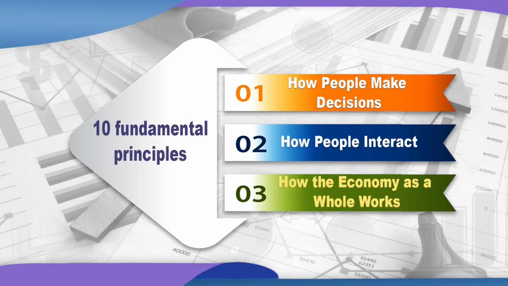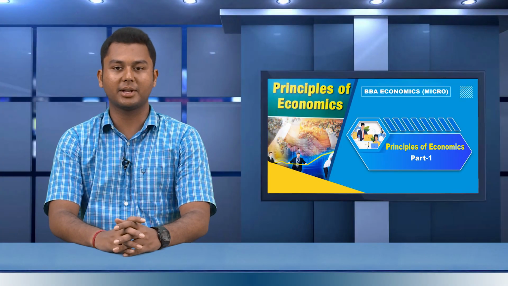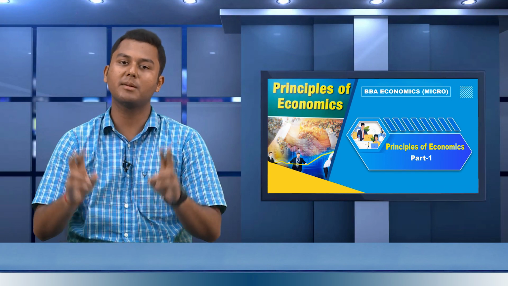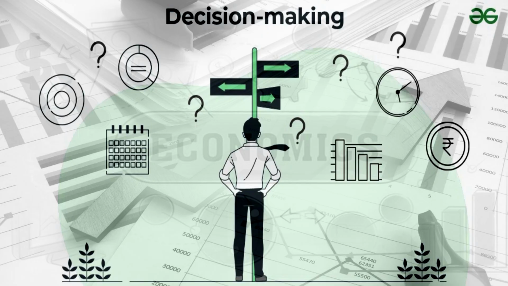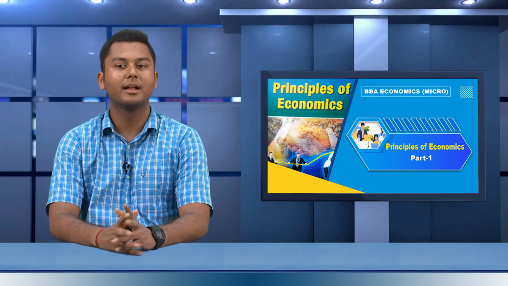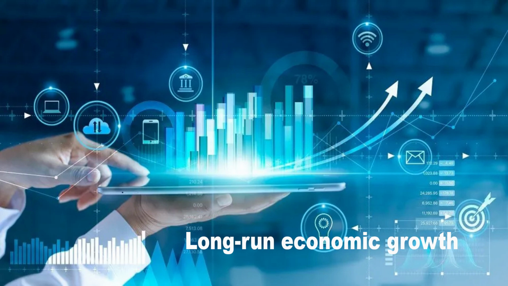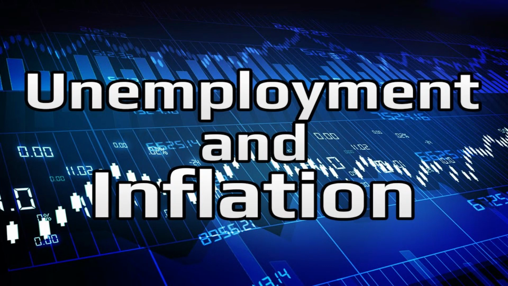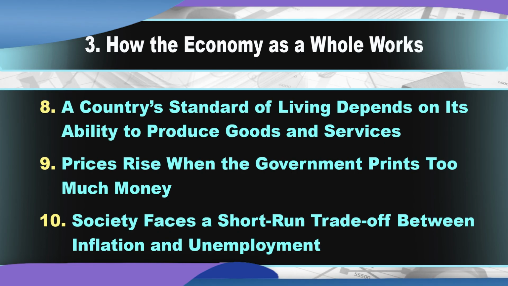Let us look at the third section, that is how the economy as a whole works. The final category of economic principles examines how an economy functions at a broad or macro level. While individual decision making and market interaction are essential, it is equally important to understand the collective behavior of economies. The last three principles provide insights into long-run economic growth, the relationship between money and prices, and the trade-off between inflation and unemployment.